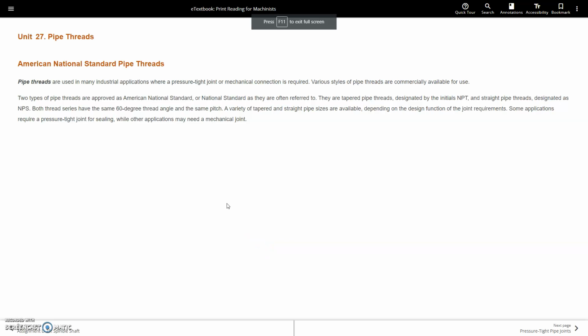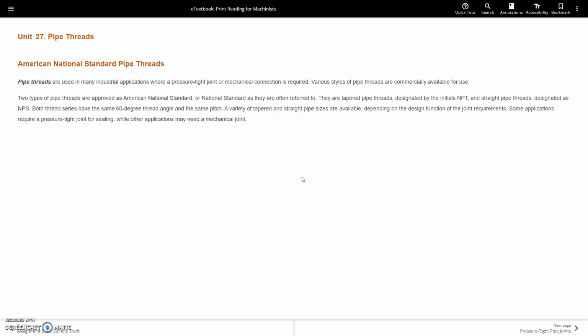Okay, Unit 27, Pipe Threads. American National Standard Pipe Threads. Pipe threads are used in many industrial applications where pressure, tight joint, or mechanical connection is required. Various styles of pipe threads are commercially available for use.